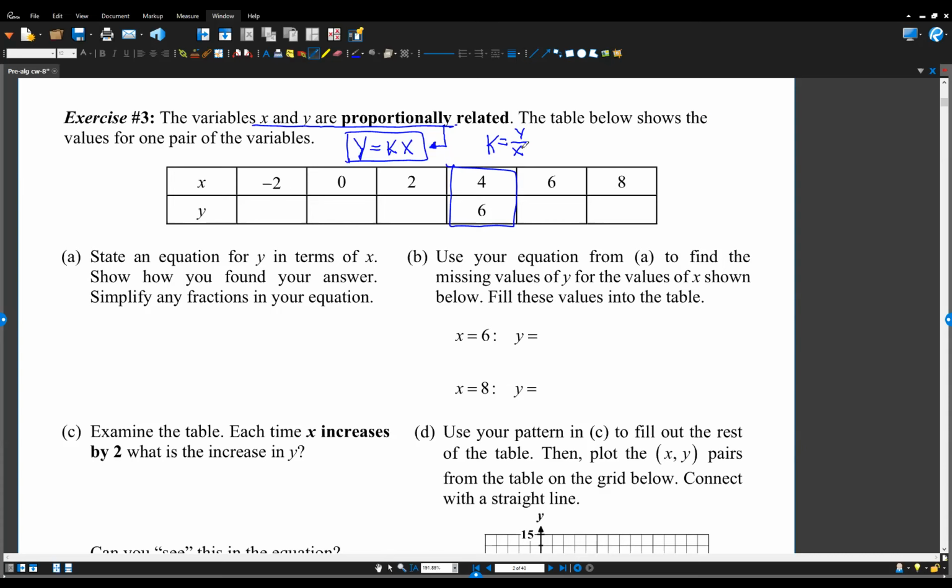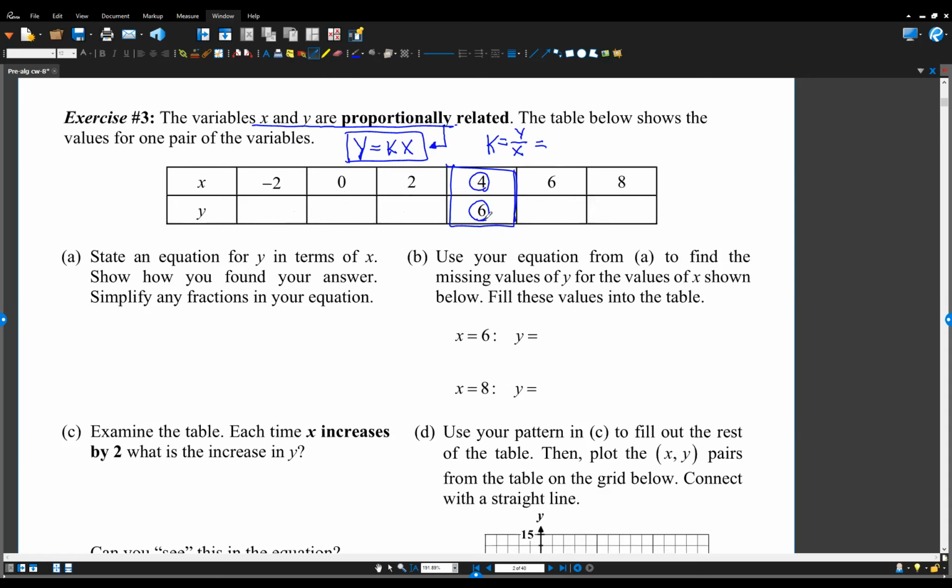Okay, can anybody find the value of k now? The value of k is what? The value of y divided by the value of x. We already have one value of y and one value of x. You can use this one. All the other points we don't know, so we cannot use them. Only this point is given, so now you can use this point.